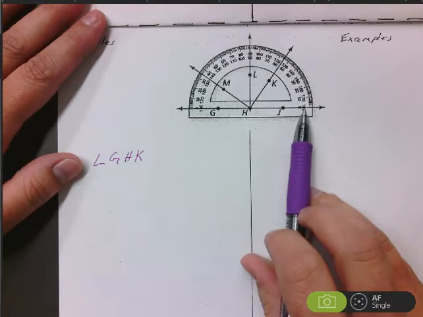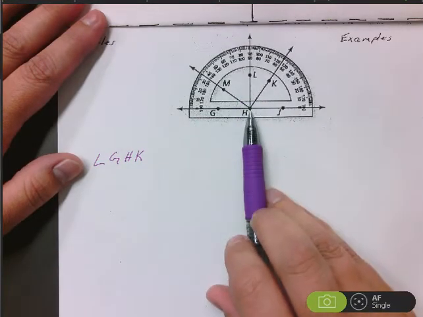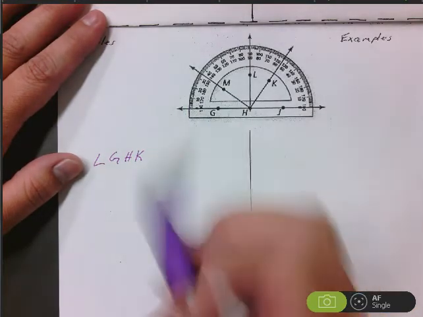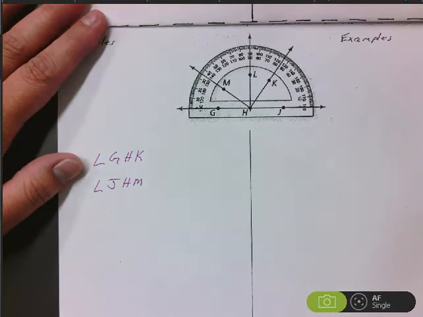I can do the same thing starting over here with J. That's my 0. I don't want to go straight up because that's 90. I want to go a little bit more to the left. So that's going to be M. So JHM. So angle JHM. Those are going to be my obtuse angles.